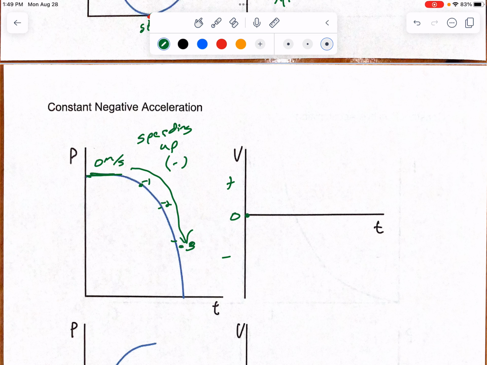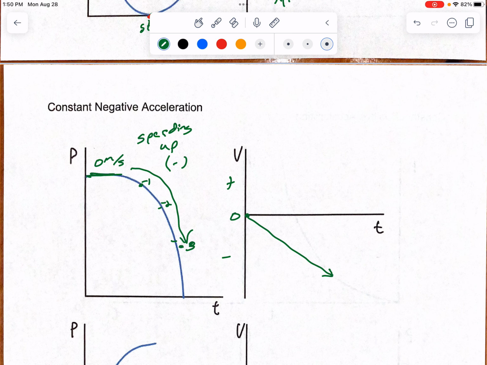So I'm going to start at 0 because that's what we did here. We basically had no slope at all. And we're just going to keep speeding up in the negative direction. Okay, so it would just be like that. Okay, you're just going away from 0, just in the negative direction.